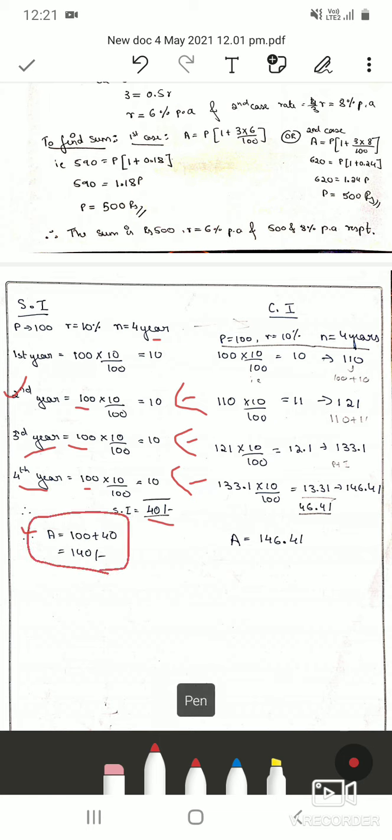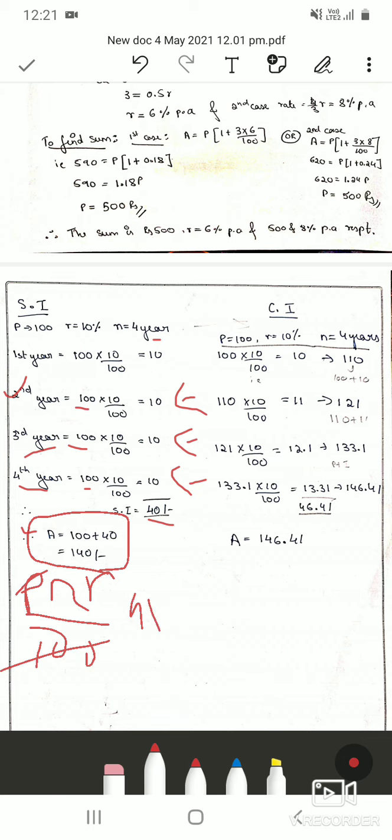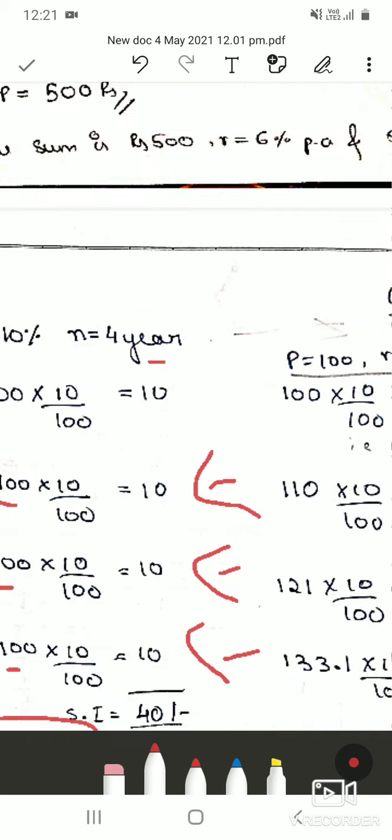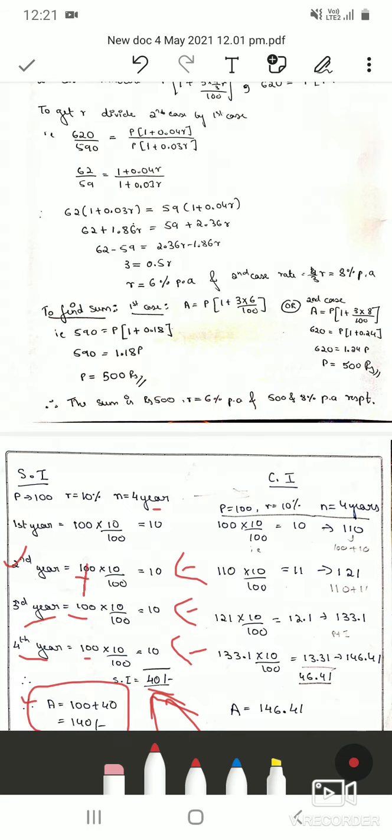So this is nothing but your simple interest concept. If you want to use the formula, it is PNR by 100. So P is 100, 100 and 100 will get cancelled. And what is your N? N is 4. So 4 into 10, it is again 40 rupees. You can see why it is important to know the formulas. In just one simple step we got the interest instead of doing all these big calculations.